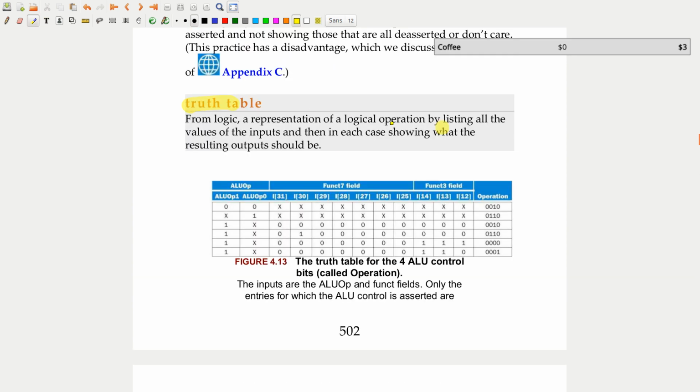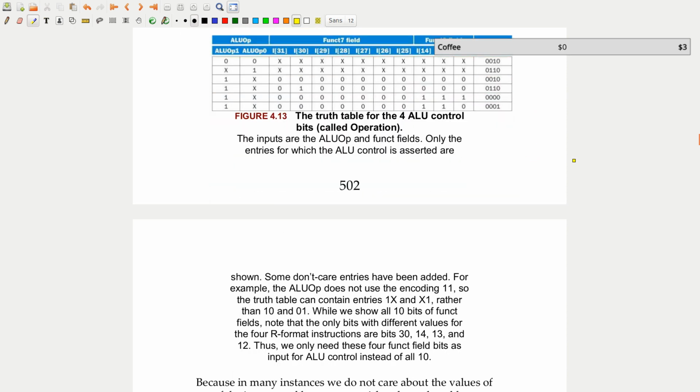So a truth table from logic is a representation of logical operations by listing all values of the inputs, and then in each case showing what the resulting outputs should be. So in this case, we want these values for certain series of inputs, and we put X's for don't cares. And so this is just an easy way that we can typically use to reduce logic by hand. Or, even a lot of times we'll just throw this into a computer and it'll do some reduction technique for us.